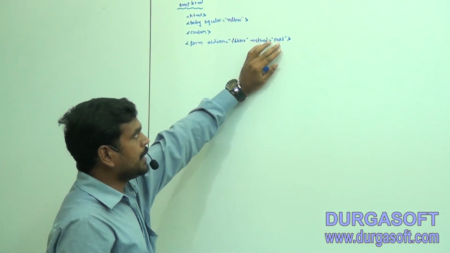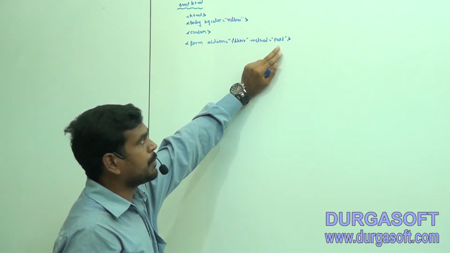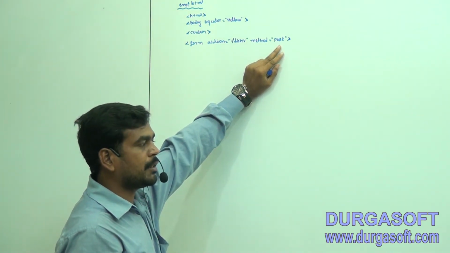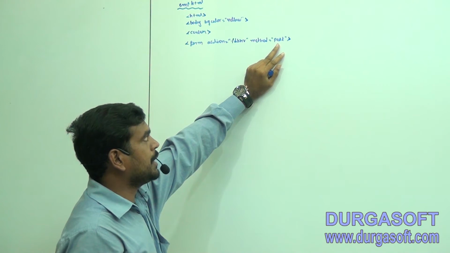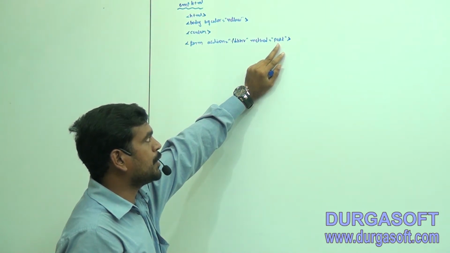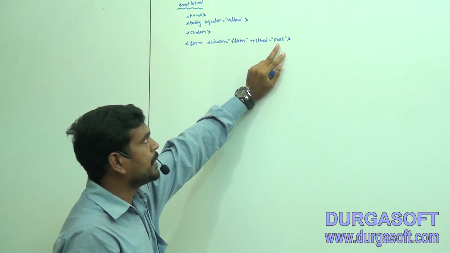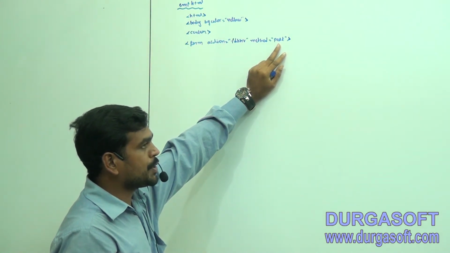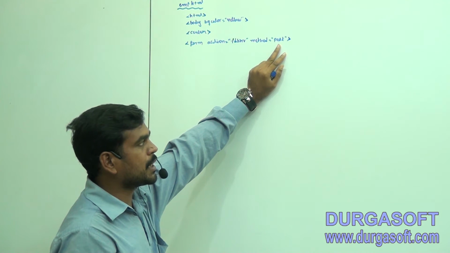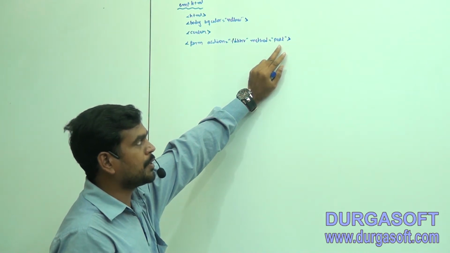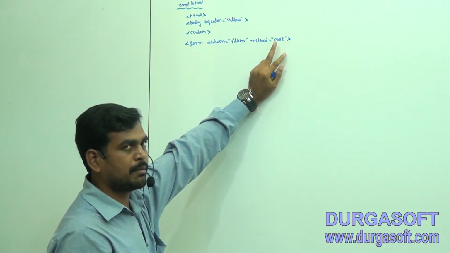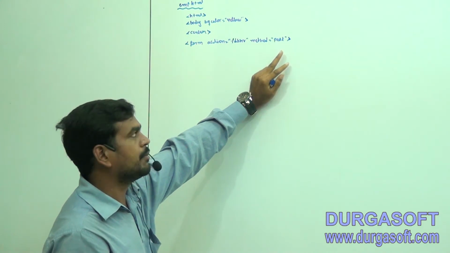Whenever we are taking method equal to post, we can provide security of the data. When we are taking get, it is not possible to provide security of the data. And one more point, whenever we are taking post, at the server side, at servlet implementation time, we have to take doPost method, but not doGet method, right?